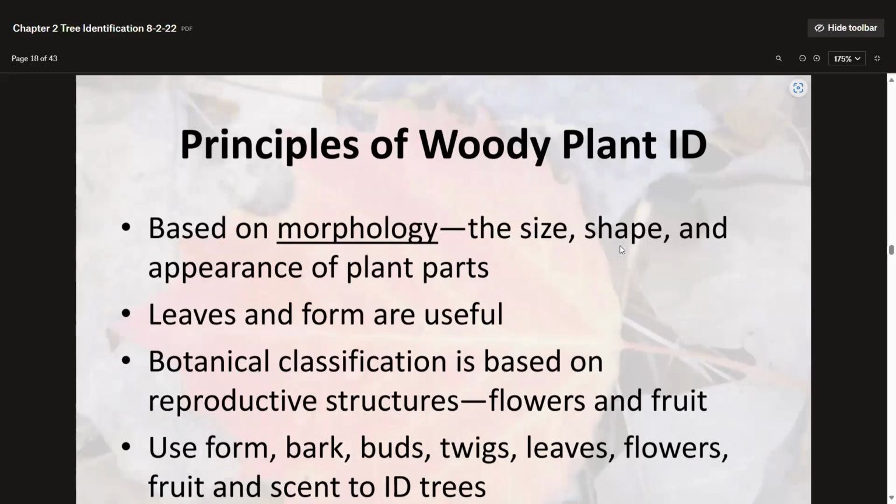Somebody asked, and I may need clarification on this. They're kind of confused between var. and ssp. Let me go back up.